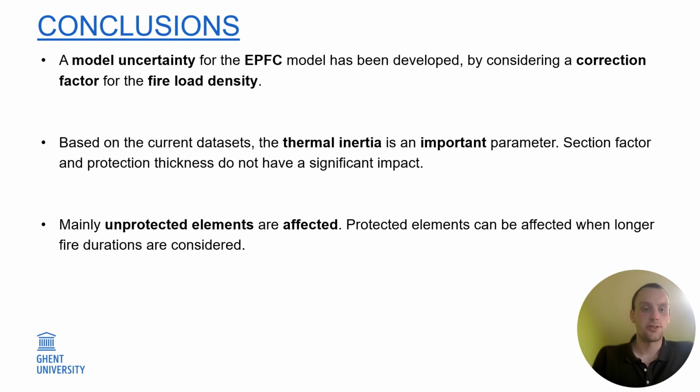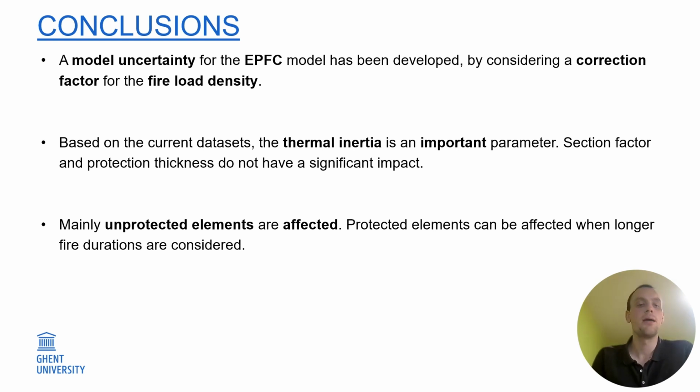And with this, we can start drawing conclusions from the research. We can say that we developed a model uncertainty for the Eurocode parametric fire curve model by considering a correction factor for the fire load density. This correction factor basically lumps the uncertainties related to all calculation parameters into a single correction factor. We did not do this for the real Eurocode parametric fire curve, but rather for a reformulation that avoids the discontinuities between fuel and ventilation controlled fires, as it is introduced by the traditional description of the Eurocode parametric fire curve.